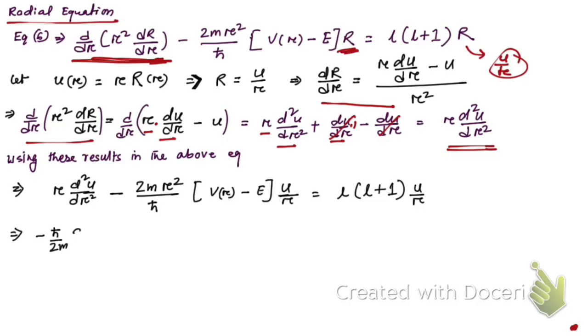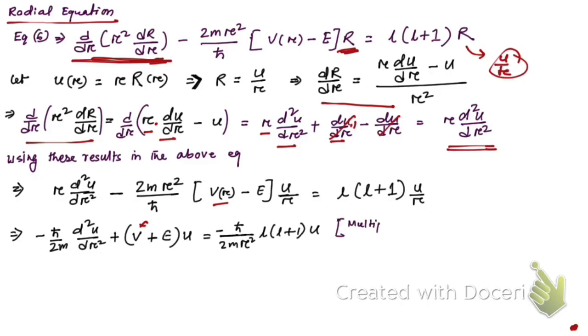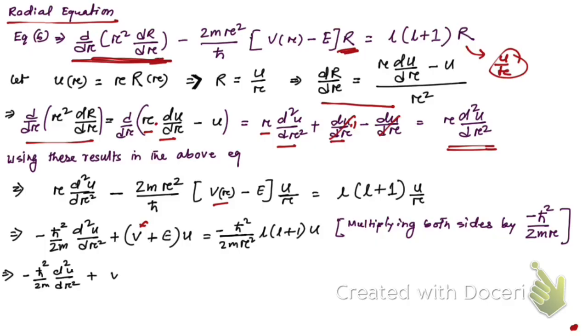So now let me simplify this. After simplification, instead of v of r I am writing simply v now. That's what we have got. What we have done is we have multiplied both sides by this term. So there must be h cut square. I forgot to write the square, so h cut square. So here is the equation. This is equation number 8, suppose.